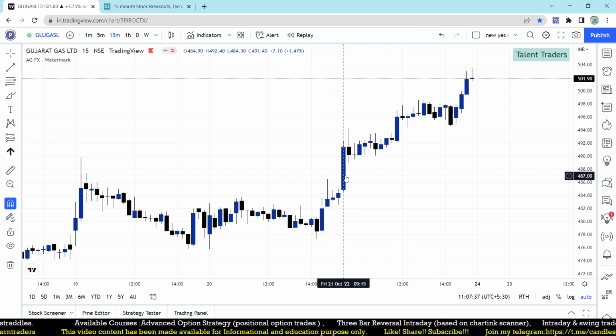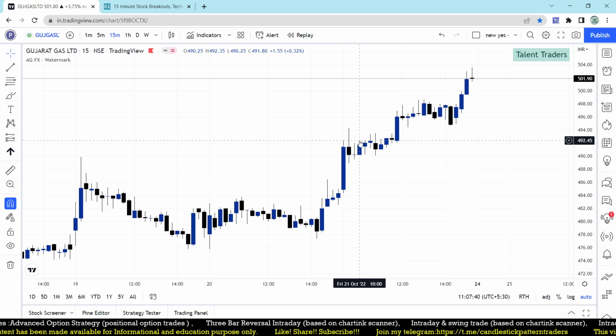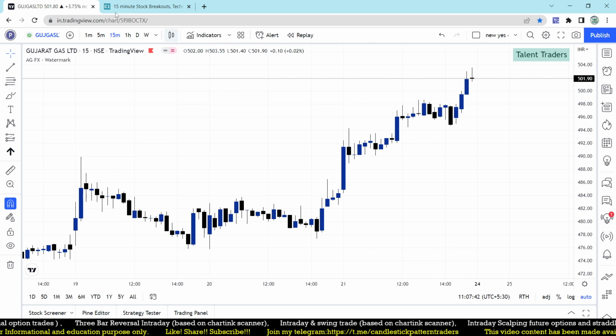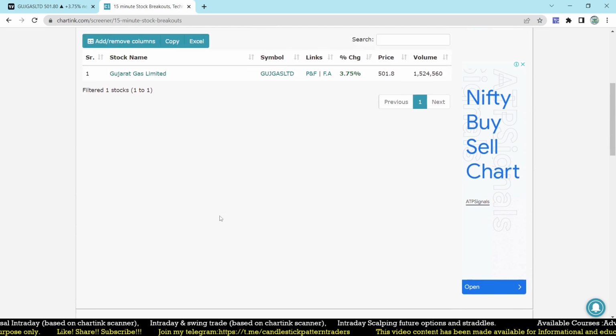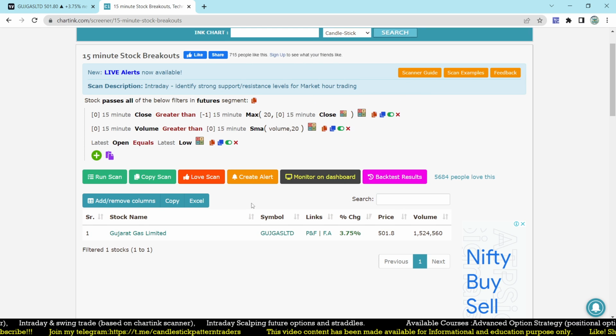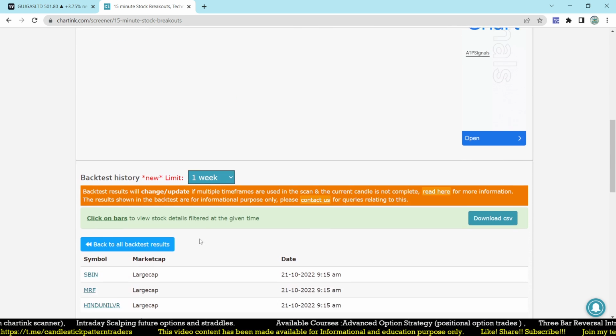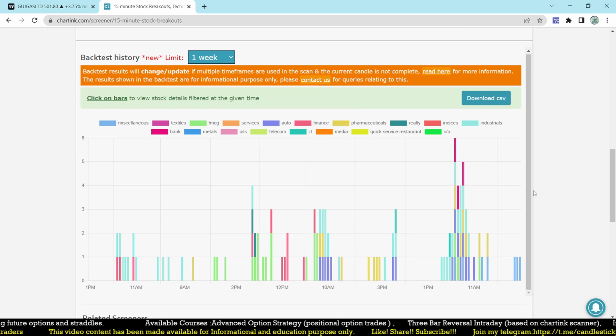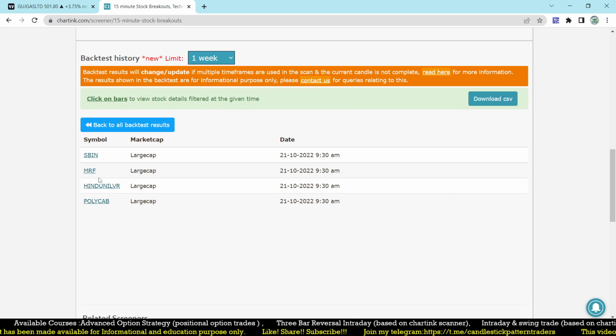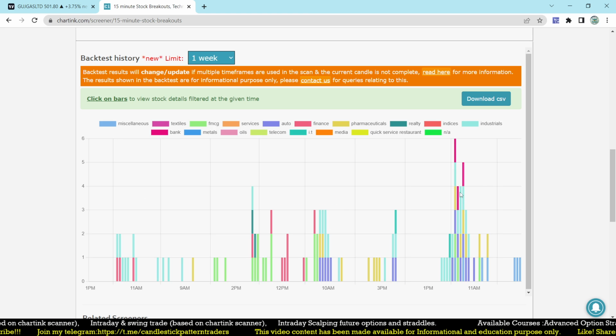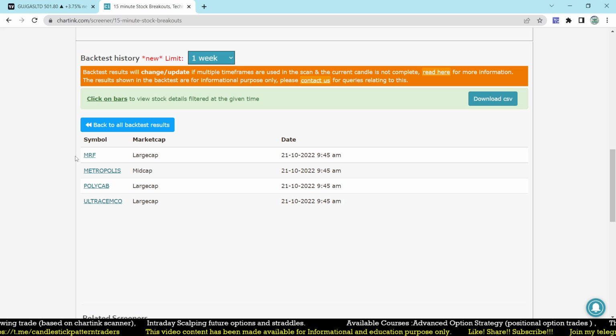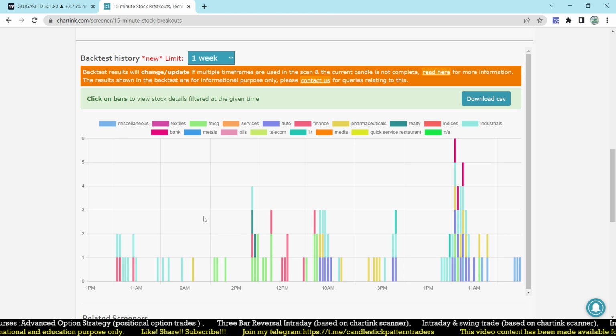Where it is the opening today, that is the opening of the day, and the first 15 minutes is 492, and it closed over. So simply we filter with the open low condition, and that will give you a good number of stocks by opening itself. But every time we got a lot of stocks. Again SBIN, which is happening at 9:30, MRF, Hindustan, the same stock repeats at 9:30, and at 9:45 MRF repeats, and Polycab, Metropolis also repeat. Ultratech we saw at 9:30, 9:15. The same stock is repeating again and again.